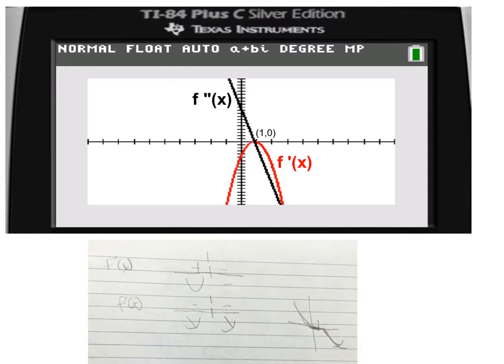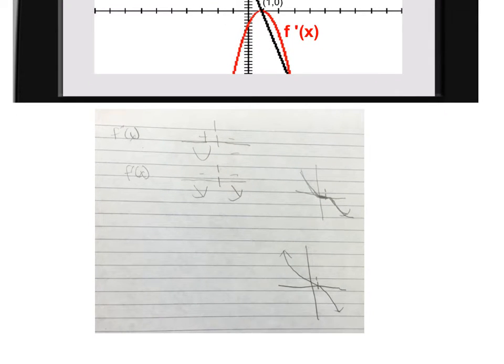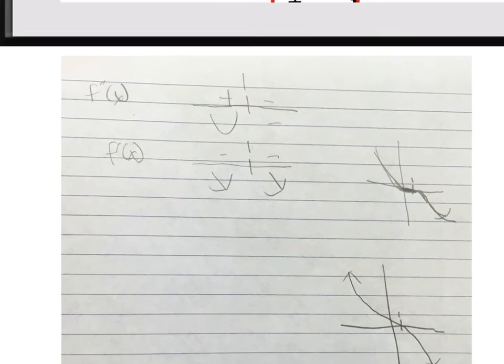Alright, so let's look at what Ben came up with here. Ben, what did you do? We've got sign diagrams first of all. And notice both of these had zeros at 1. We saw that the second derivative was positive to the left of 1 and negative to the right of 1. So it's concave up to the left and concave down to the right. So there's the first thing.